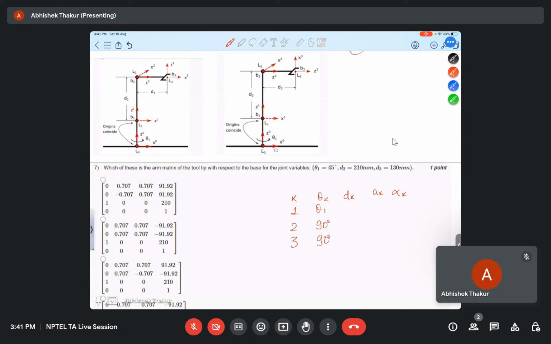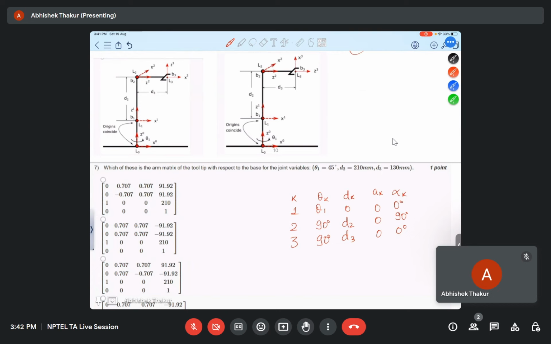D2 and D3 are given in this. For alpha K, it is 0, 0, 0, 0, 0. You can also find it using the definition, and alpha and K will be 0 degree, 90 degree, and 0 degree.